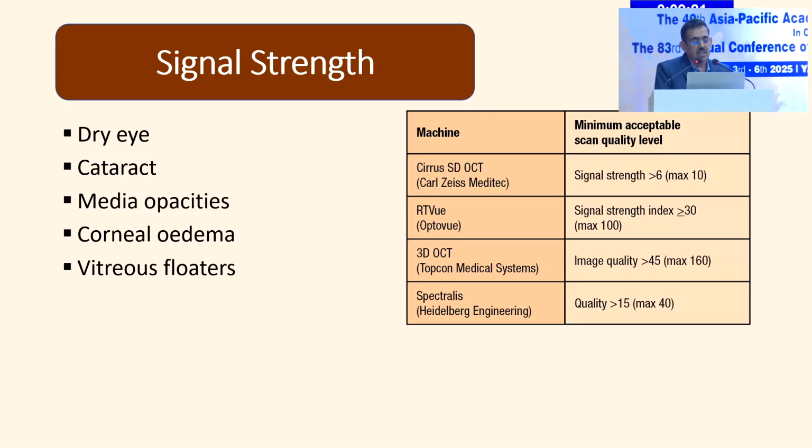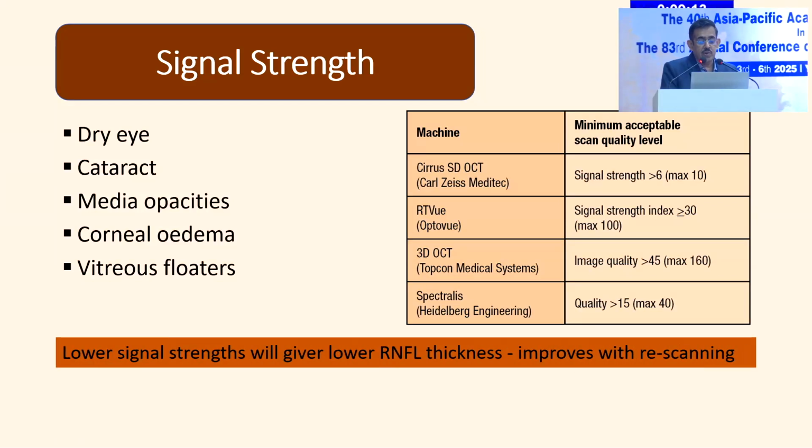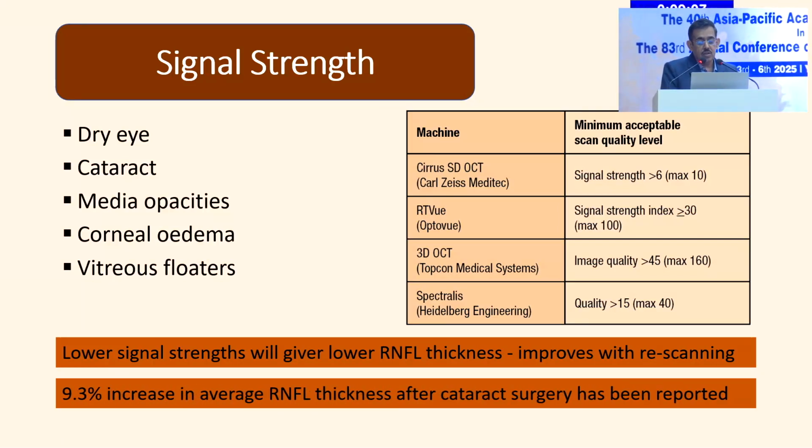Certain conditions like dry eye and cataract reduce the signal strength, and the RNFL thickness is also reduced. Sometimes a drop of lubricant not only improves the signal strength but also RNFL thickness. It is also reported that there is a 9% increase in RNFL thickness after cataract surgery.